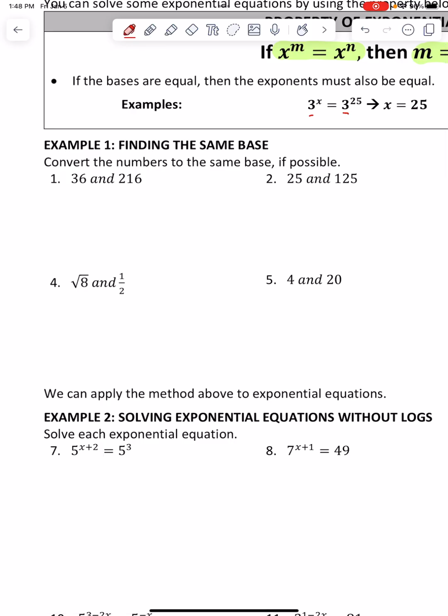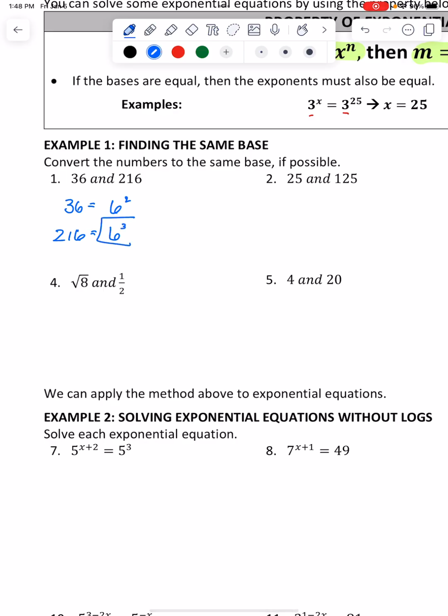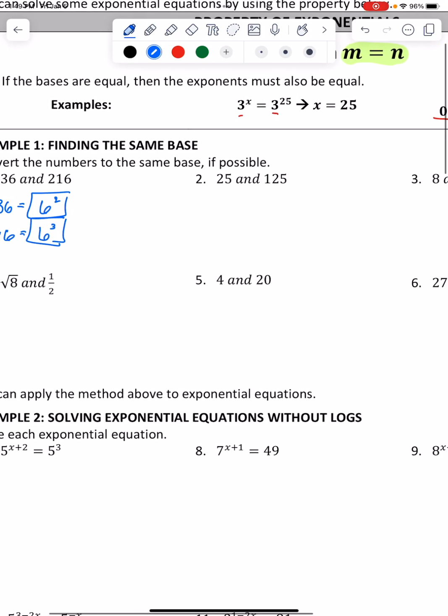In these it says convert the numbers to the same base if possible. So what we're looking at here is 36 and 216. Can we rewrite 36 as something raised to a power? We can. We can rewrite 36 as 6 squared. Then we check, since we rewrote that as 6 squared, can we rewrite 216 as 6 to a power? 216 is actually 6 to the 3rd. So we can convert those to be the same base. That's going to be the goal when we're solving these equations.